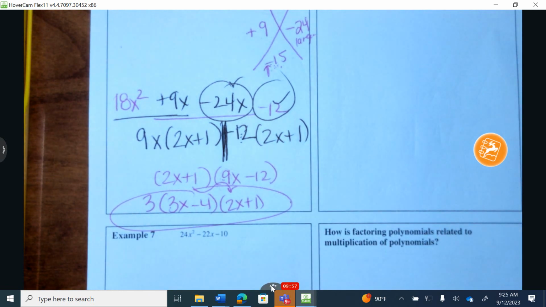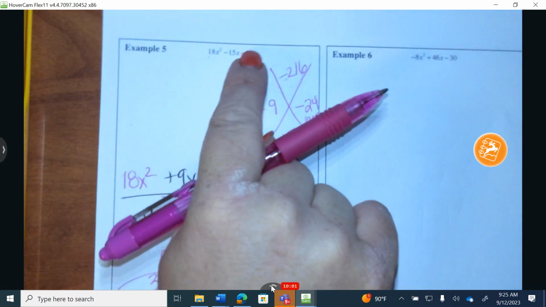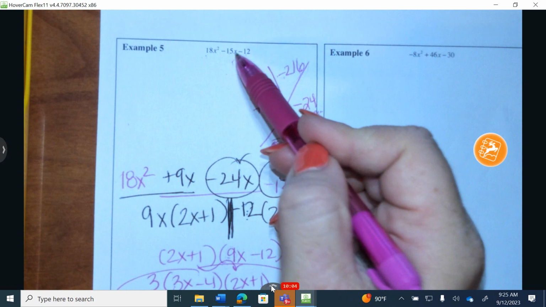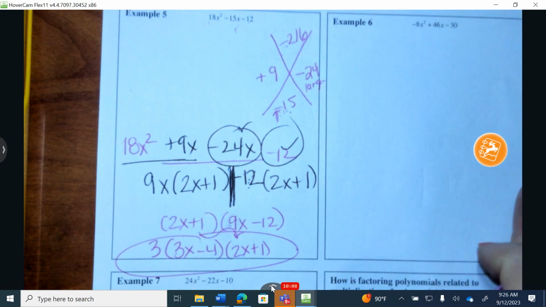Now, I could have still achieved the same answer if I would have divided by 3 first. So whether you recognize that there's a numerical value you can divide out, or at the very end you factor it out, you can achieve the same answer. Let's go on to the next one.